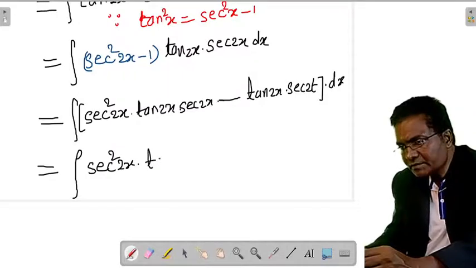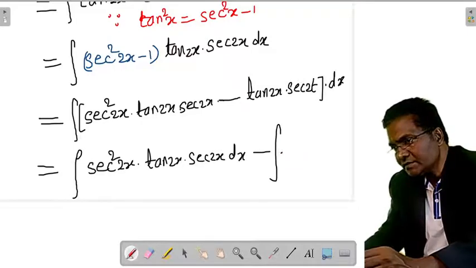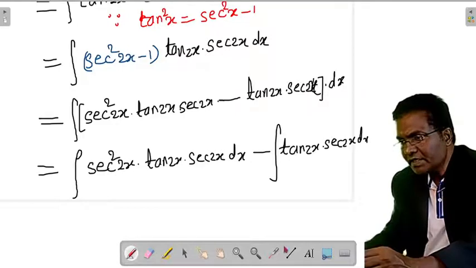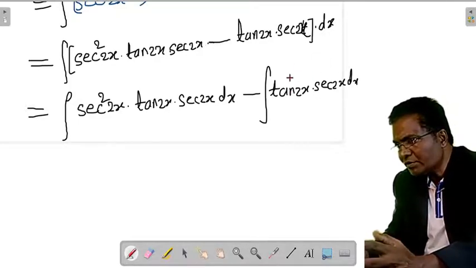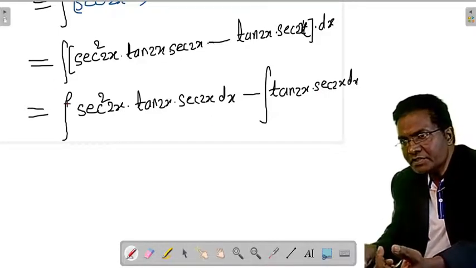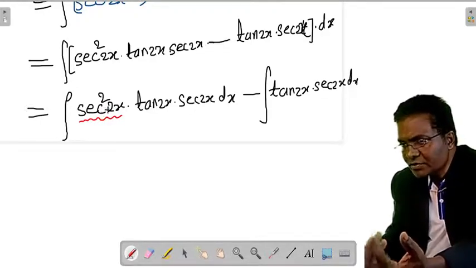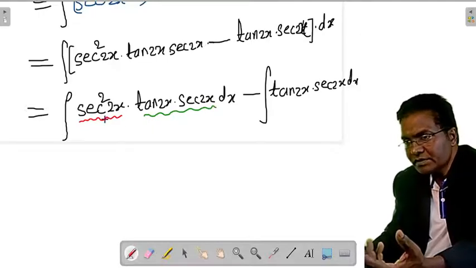Secant square 2x into tan 2x into sec 2x dx, one term, minus integration of tan 2x into sec 2x dx. Now see here, there is no problem with this. This is exactly the derivative of sec, so its integration can be written directly. Now at this stage, look here. If you put sec as t, derivative of sec will be sec into tan. This is the derivative of sec.